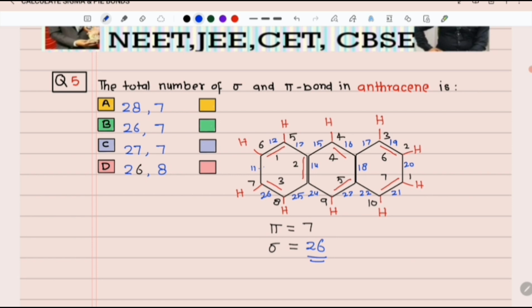Two options have 26, option B and option D have 26 sigma bonds, and we check the pi bonds. Option B has only the 7 pi bonds. So option B is the correct option.